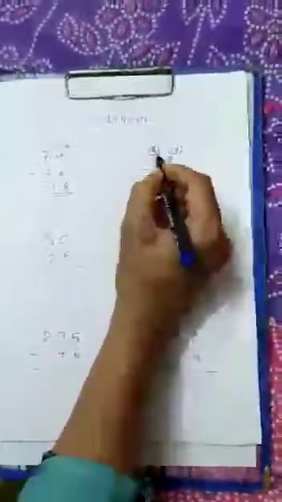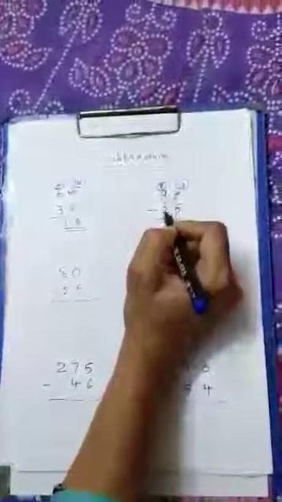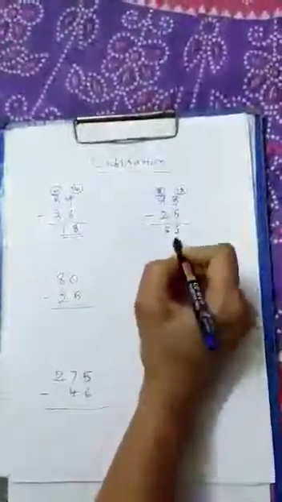So 13 minus 5. What will be the answer? 8. 2 minus 8. Don't forget to do like this, that 8 minus 2 we have to do. Don't do 9 minus 2. So 8 minus 2 is 6. So answer will be 68.